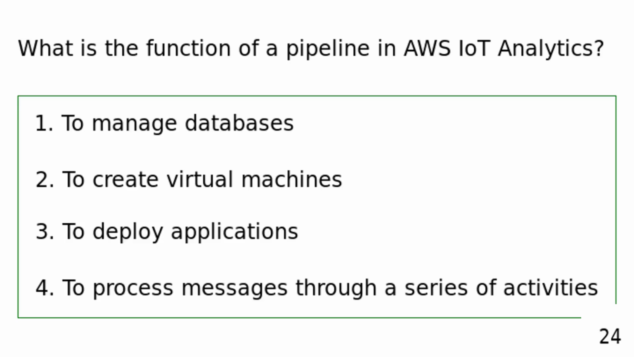What is the function of a pipeline in AWS IoT Analytics? To manage databases. To create virtual machines. To deploy applications. To process messages through a series of activities.